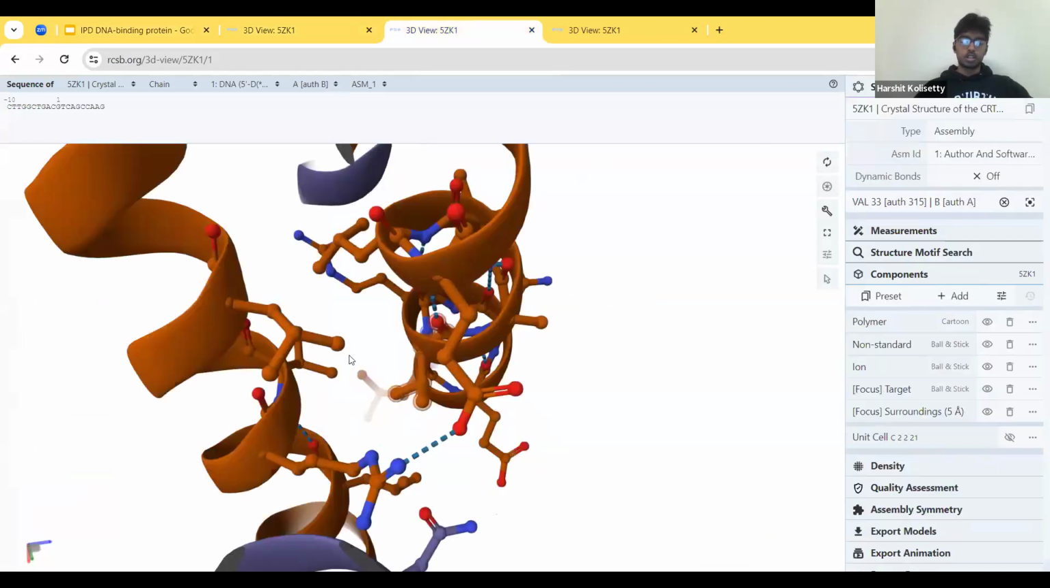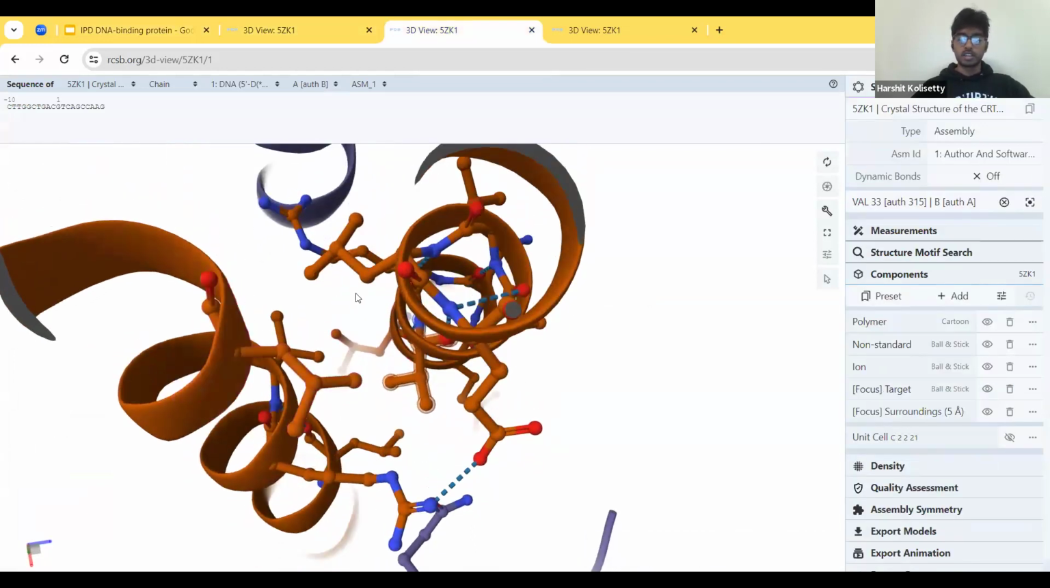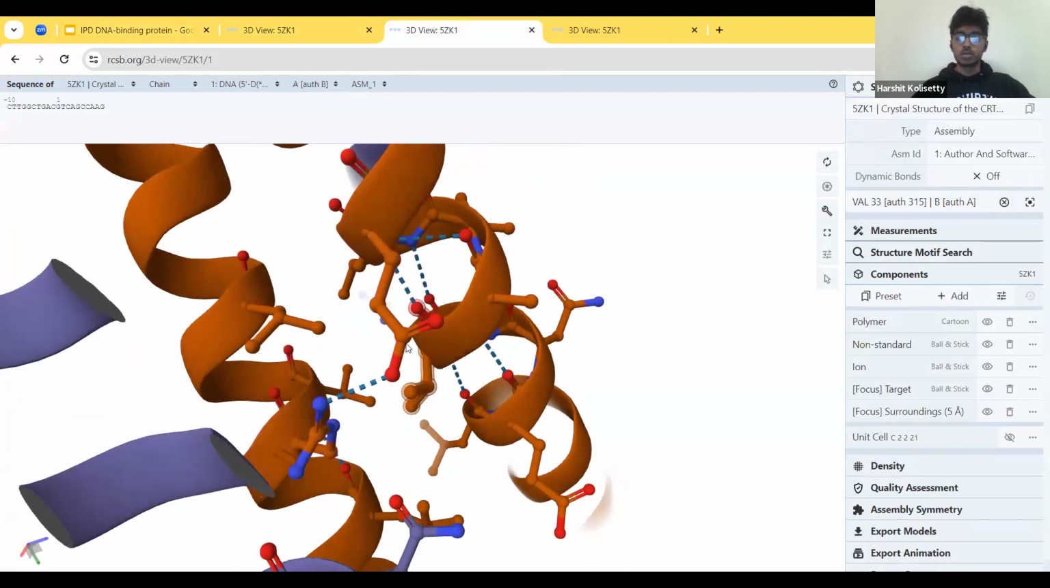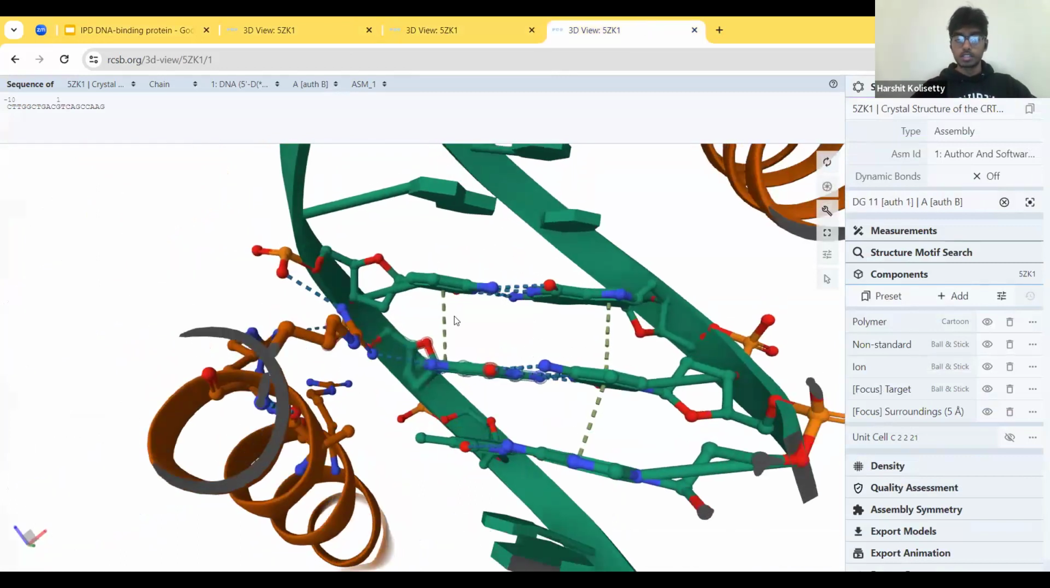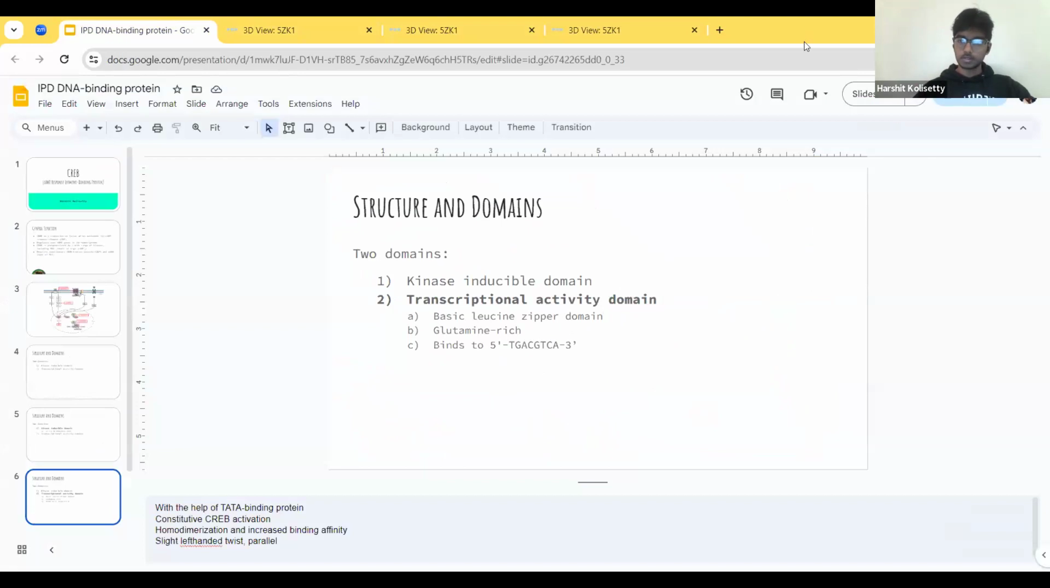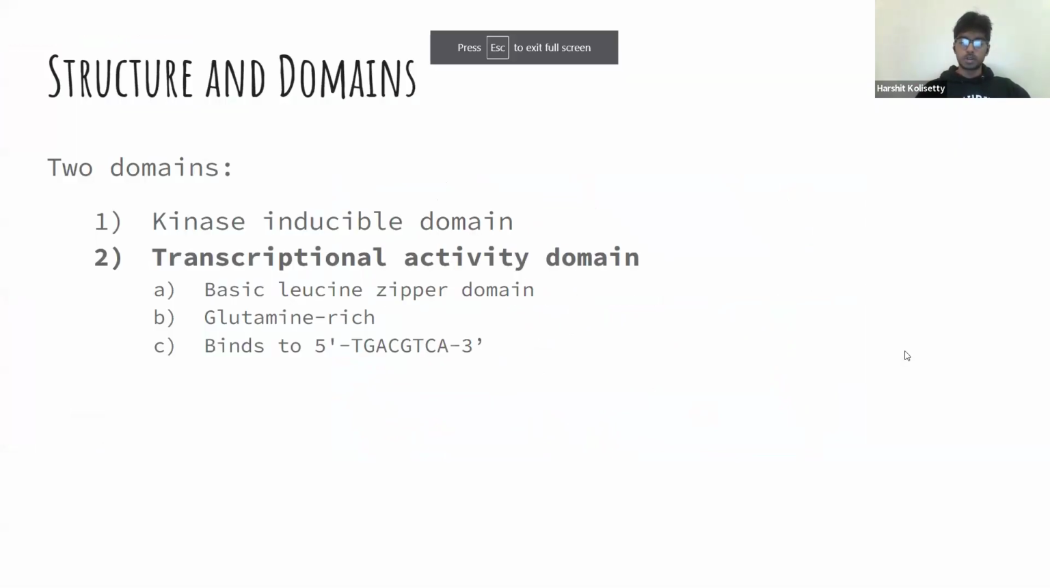Looking a little closer, we can see the hydrophobic valine on the inside and ionic interactions between arginines and glutamates on the outsides to form the specific leucine zipper formation. Looking at the DNA binding region, you can see non-covalent interactions between our protein and the atoms on the major groove. So with the help of the TATA binding domain, this homodimer is able to be constitutively activated and have increased binding affinity to its DNA element.